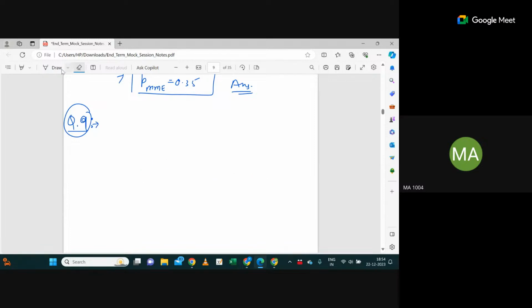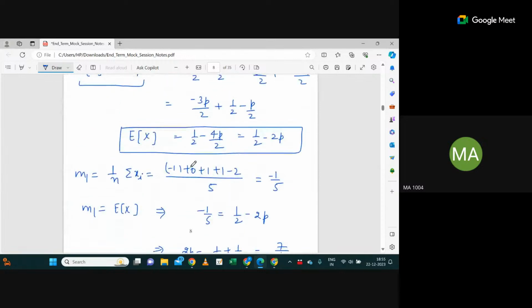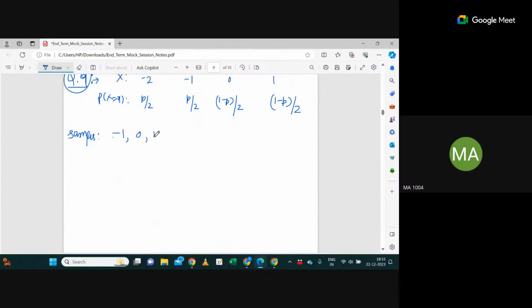So the next question is, what is the maximum likelihood estimate? What is the method of maximum likelihood estimation? Let me write down all the values: -2, -1, 0, 1, 2, with probabilities p by 2, p by 2, p by 2, 1 minus p by 2, and 1 minus p by 2, right? Now, what are the samples? Samples are -1, 0, 1, 1, -2.